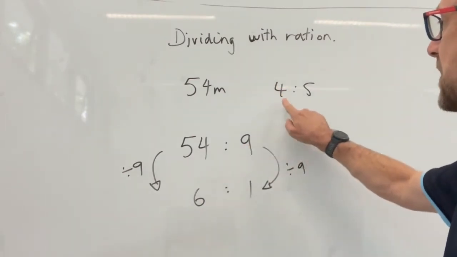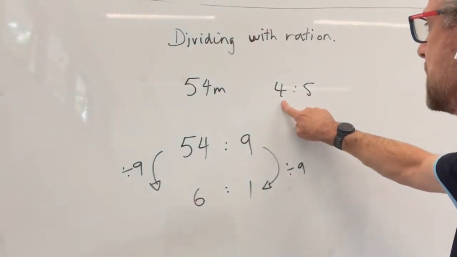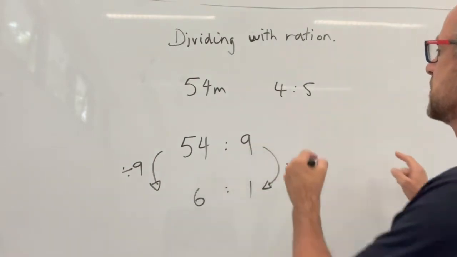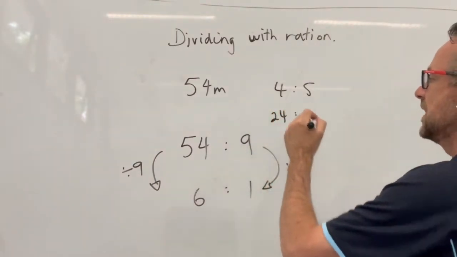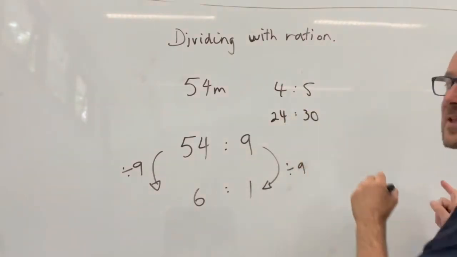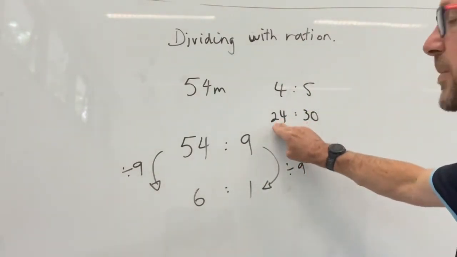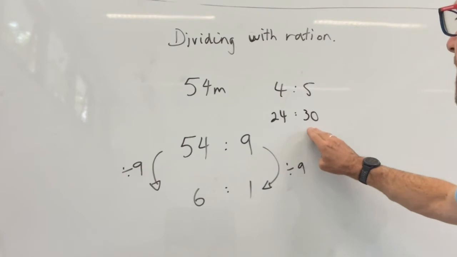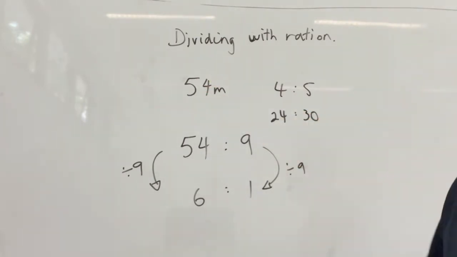So we go back to our ratio, and we can see here we have 4, so 4 parts, so 4 times 6 is 24. And for the 5, 5 times 6 is 30. And that's broken up into that. So we've got 24 metres of rope and 30 metres of rope. And 24 plus 30 adds up to 54.